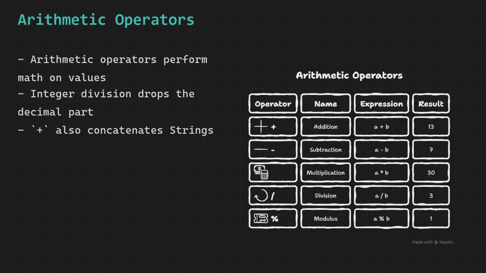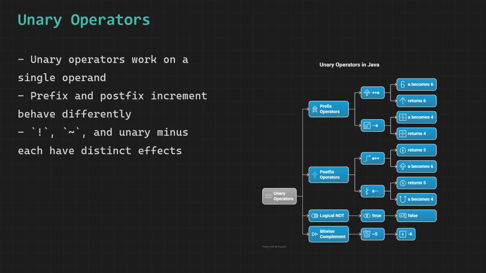The plus operator has a special behavior with strings. When either operand is a string, plus becomes the string concatenation operator. The text hello plus the text world gives hello world. And the text age colon plus the number 25 gives age colon 25 because Java automatically converts the integer to a string.